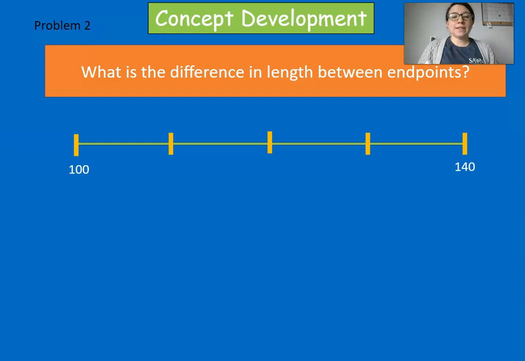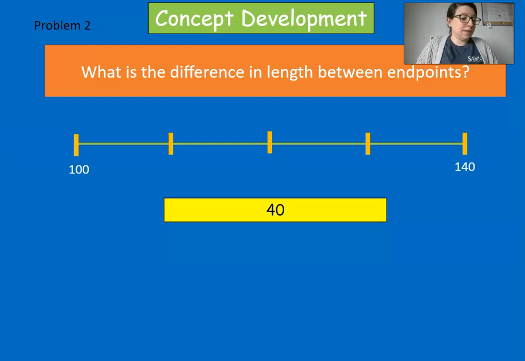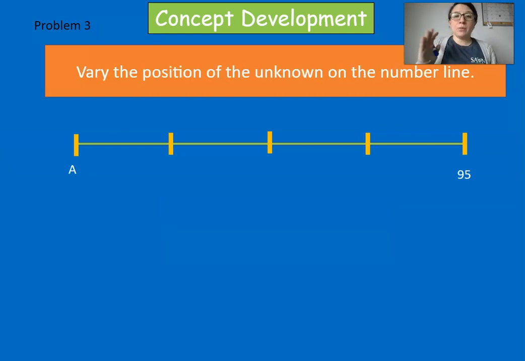Okay. What is the difference between the endpoints? What is the length of our number line here? 40. Awesome, because we started at 100, ended at 140. The difference between that is 40. Okay. We can do the same thing going backwards.